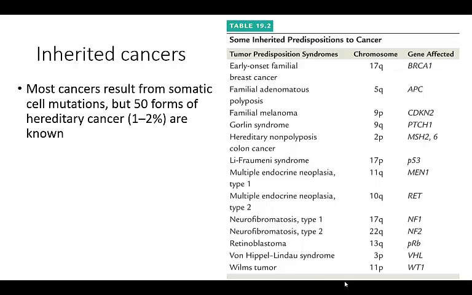There's a few others that you may have heard about before. Retinoblastoma is another fairly uncommon cancer. However, it can also run in families. The gene involved here is pRB, and we talked about RB in the previous lecture. This is a cancer that can affect the eye, particularly in children.